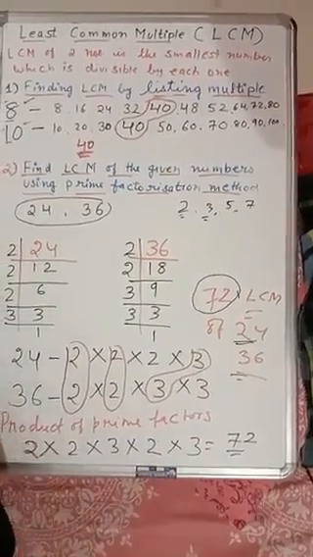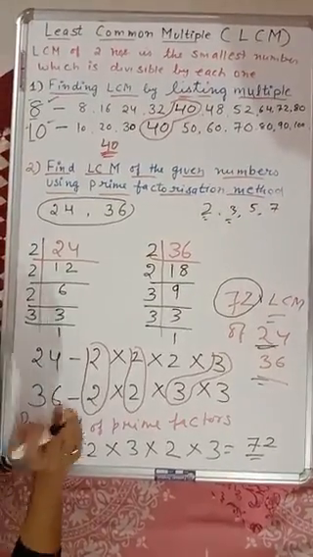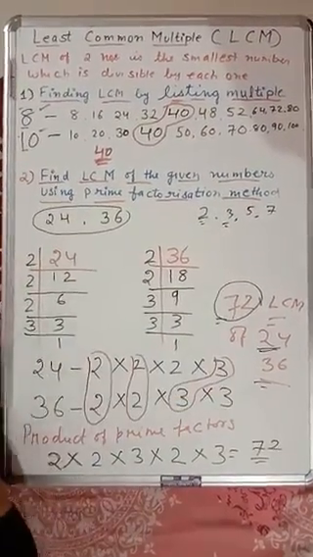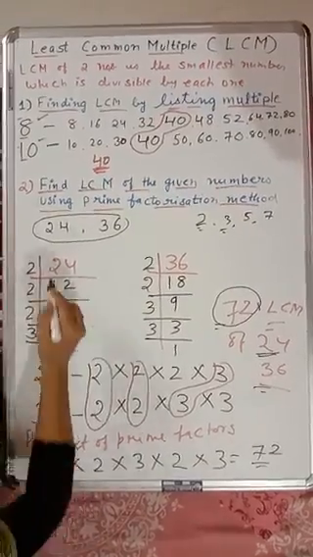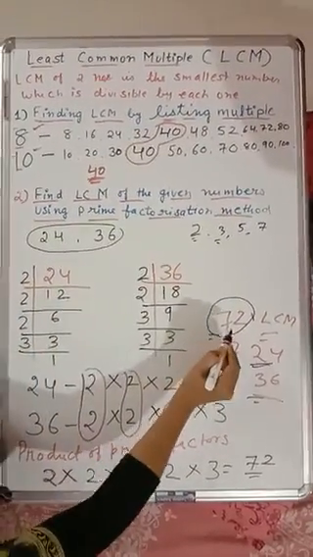So children, have you understood? Now you got the LCM of 24 and 36. These both are big numbers, and we got the LCM as 72.